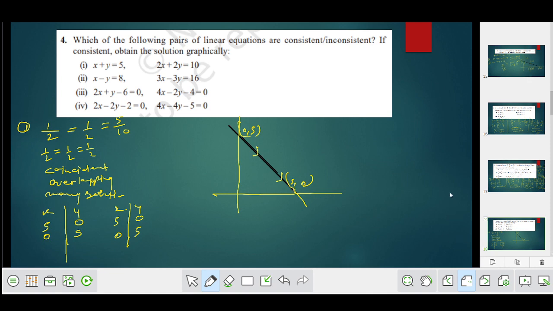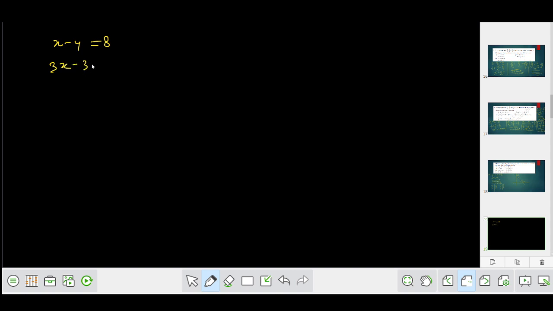Now, the second question: x minus y equal to 8 and 3x minus 3y equal to 16. Taking the ratios, 1 by 3, 1 by 3, and 8 by 16.